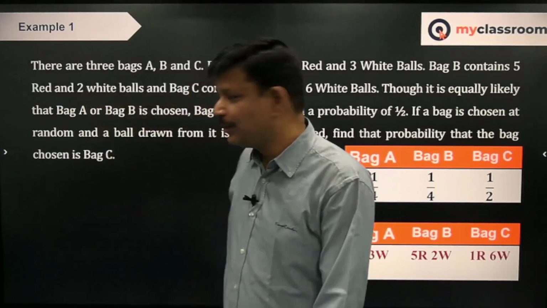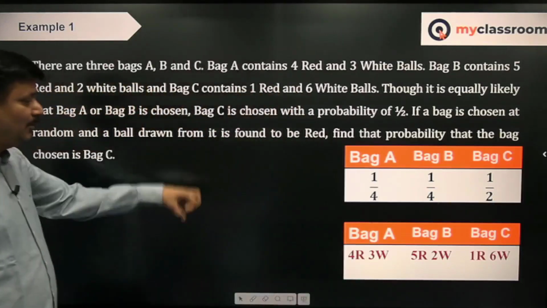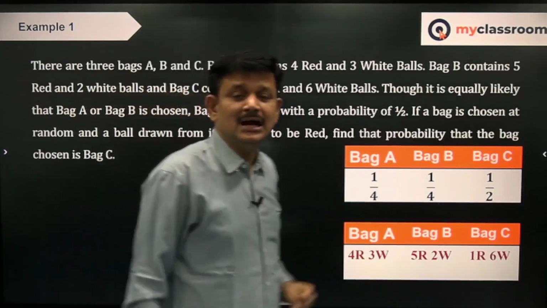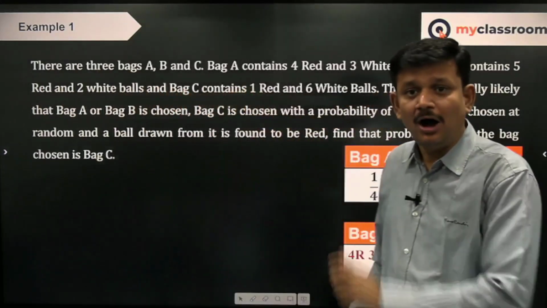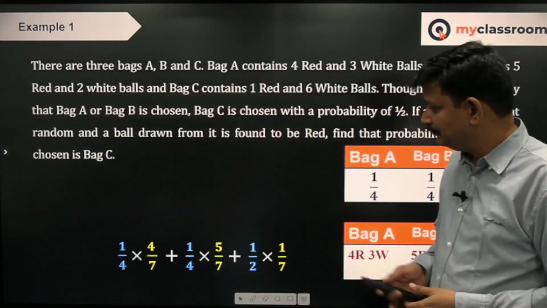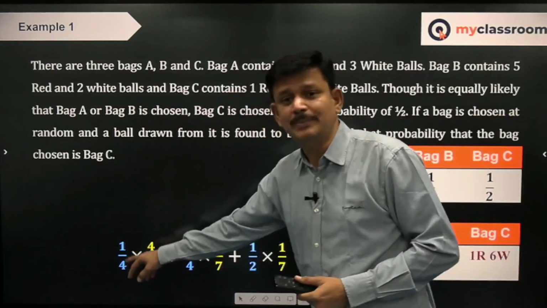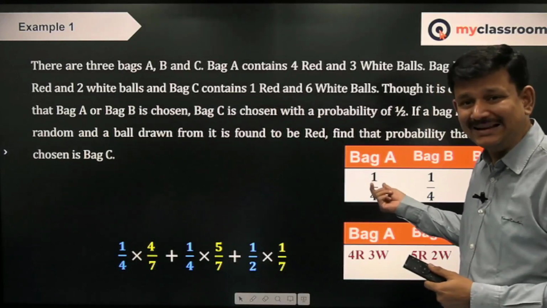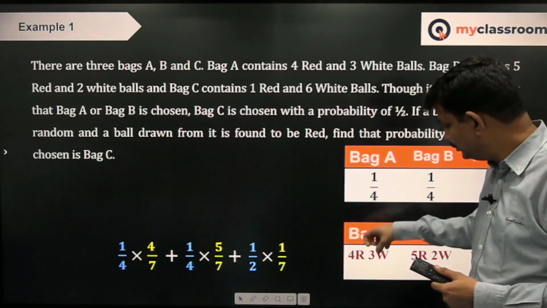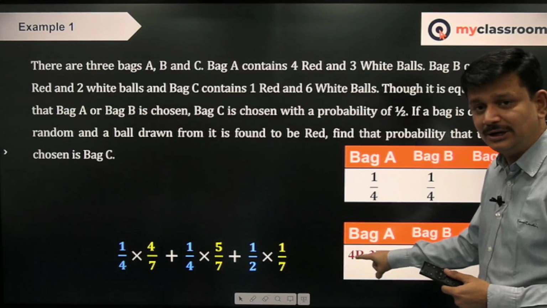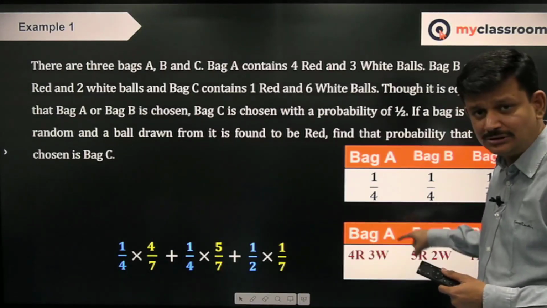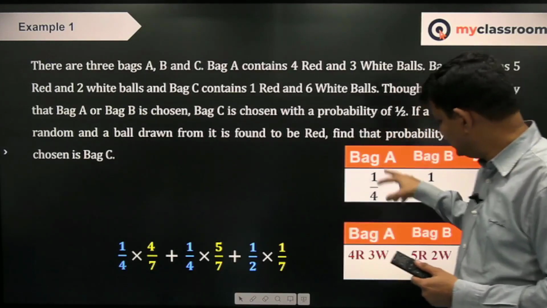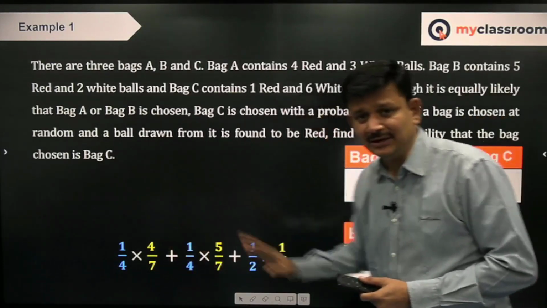Now, what is the probability that the ball picked comes out to be red? That ball can come out from bag A or bag B or bag C. So what is the probability that you choose bag A? 1 by 4. And given that you have chosen bag A, what is the probability that you draw a red ball? There are 4 red balls out of 7 balls. So the probability of you drawing a red ball, given that it is bag A, is 4 by 7.